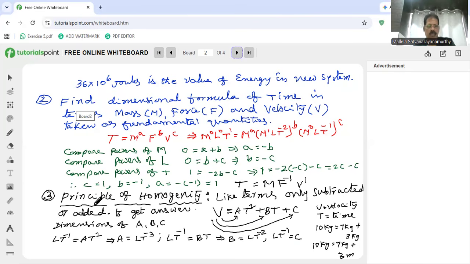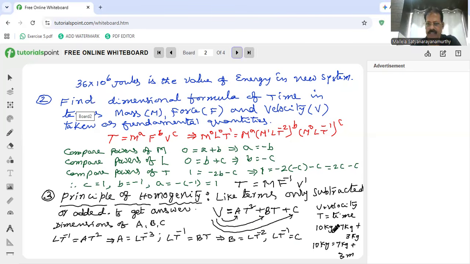Next, the third model is the principle of homogeneity. What is the principle of homogeneity? Like terms only can be subtracted or added to get the answer. That means if they give an equation, 100% the left side term is equal to the right side term. Otherwise, you will not get an equation. You will get only an expression. Whatever unit the left hand side term has, the right hand side terms have the same units.